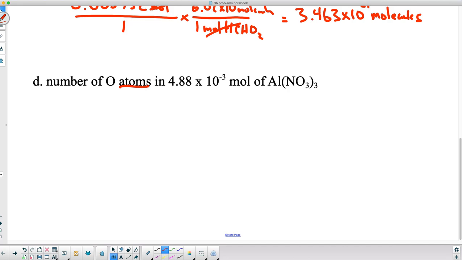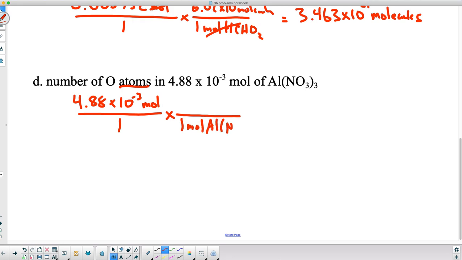I'll let you answer the problem, but we'll start off with 4.88 times 10 to the negative third moles of aluminum nitrate. This is, again, 1 mole on the bottom of aluminum nitrate, and 6.02 times 10 to the 23rd atoms. Now, we're looking for the number of oxygen atoms, so actually what we're going to find here will be the number of molecules first, and then I'm going to do one more calculation.